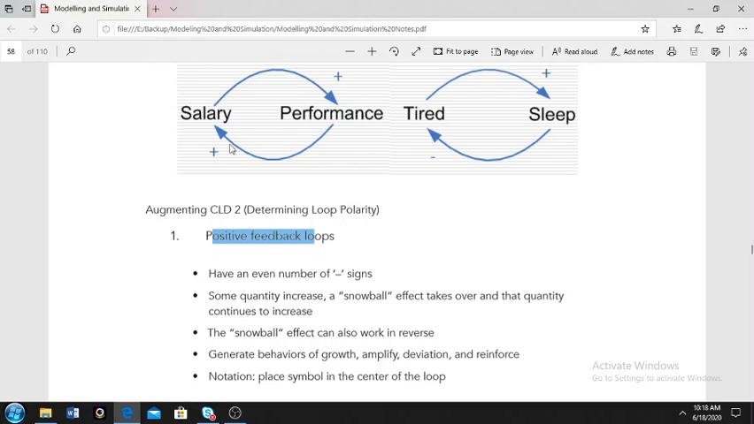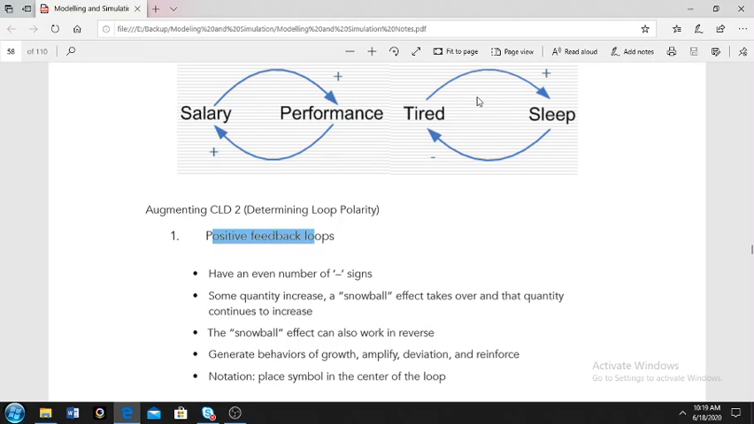So let's see, we have two feedback loops here. This is positive, and this is negative. So the positive one is reinforcing, and the negative one is balancing. Let's see what we get here. The more you get salary, the more you are performing. The more you are performing, the more you get salary. So you are moving from more to more. So this is reinforcing, or positive.